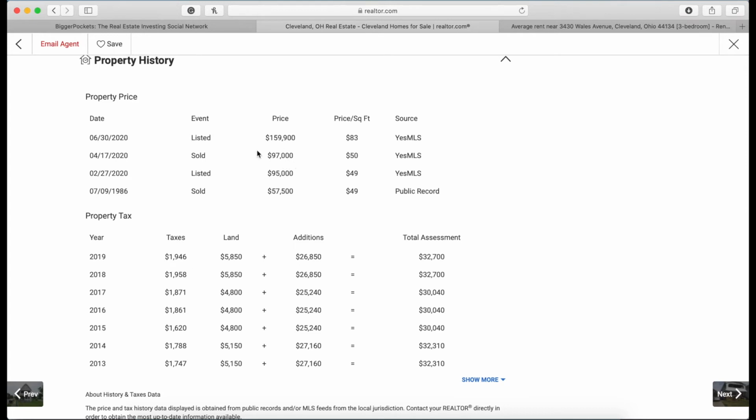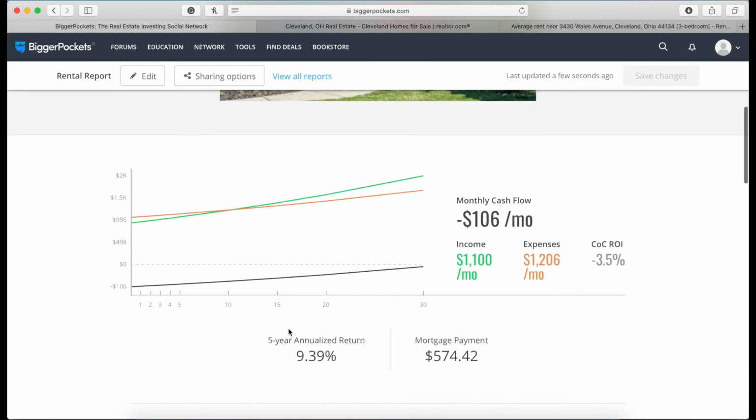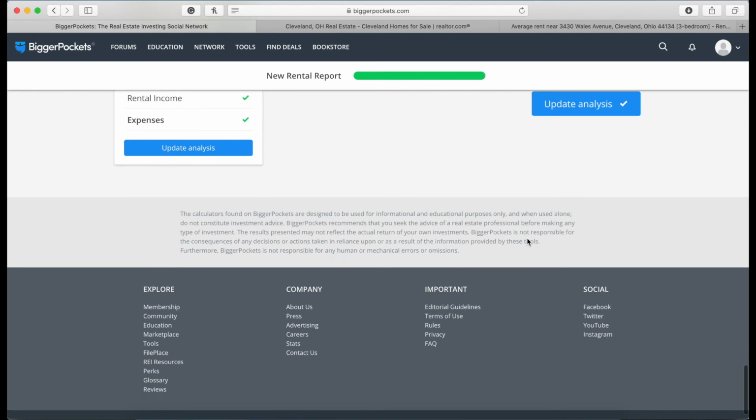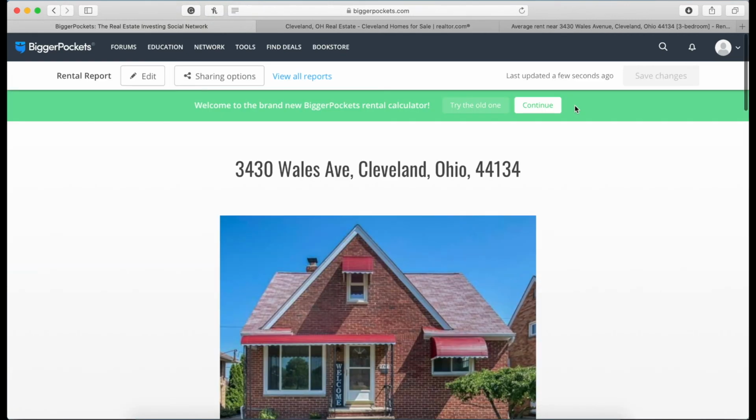So just for fun, I'm going to go back and keep everything else the same, but change the purchase price from the almost $160,000 to $97,000. So to do that, I can click Edit, change the purchase price to $97,000, and I'll leave everything else the same and press Update Analysis.